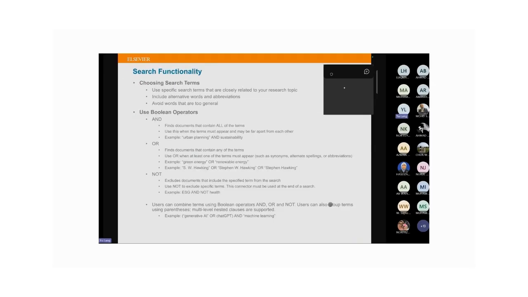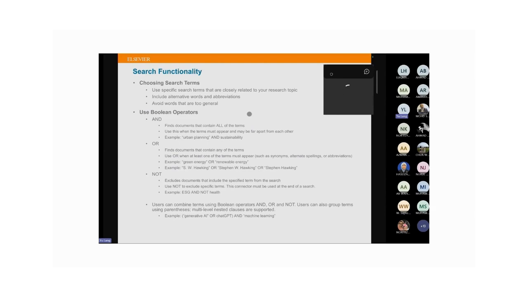So in the next two slides, you get to learn some searching tips and skills on how to search literature on ScienceDirect more effectively. So first, before we start any searches, we need to choose the search terms. So use specific search terms that are closely related to your research topic. You can include alternative words and abbreviations. Avoid using words that are too general.